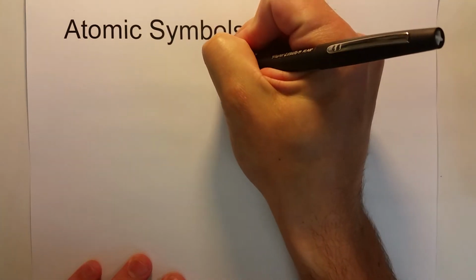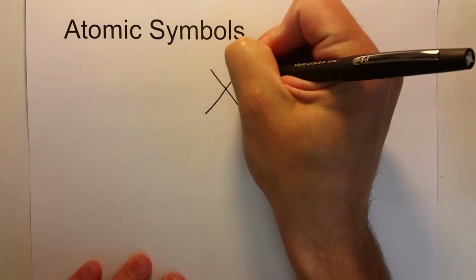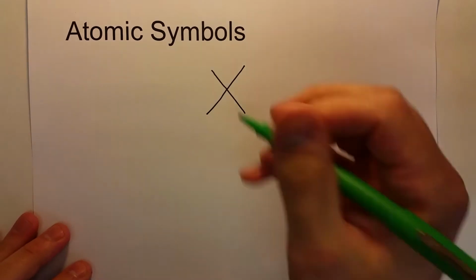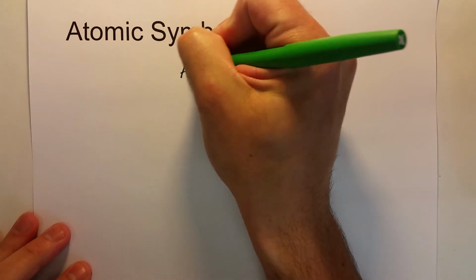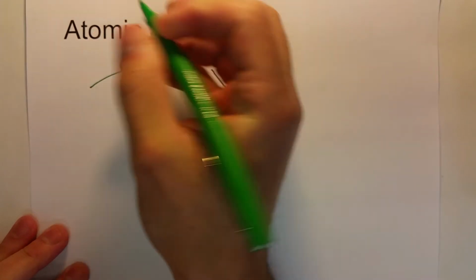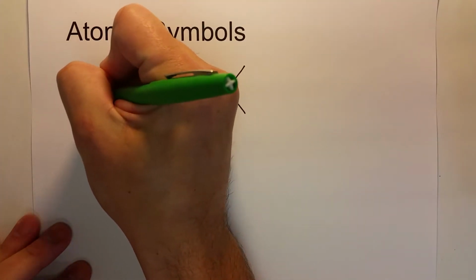All right, now that we know about mass number, atomic number, and elemental symbols, we can put this all together in what is known as atomic symbols. Let's say we have an element and its symbol. We'll just use X for now. A lot of the times we can put the mass number on the left side as a superscript. And mass number's abbreviation is actually A.